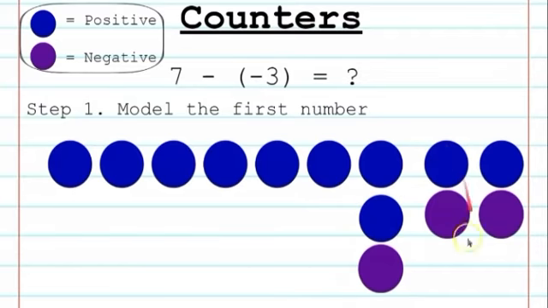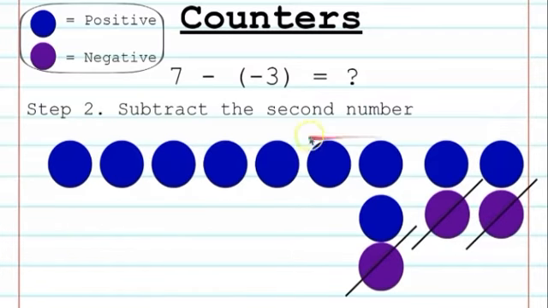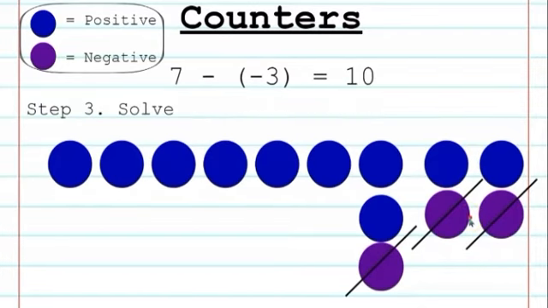This is 1. This is 2. This is 3. Step 2 is to subtract the second number. We subtract 3 negatives out. Step 3, solve. There's 10 counters left that are positive.